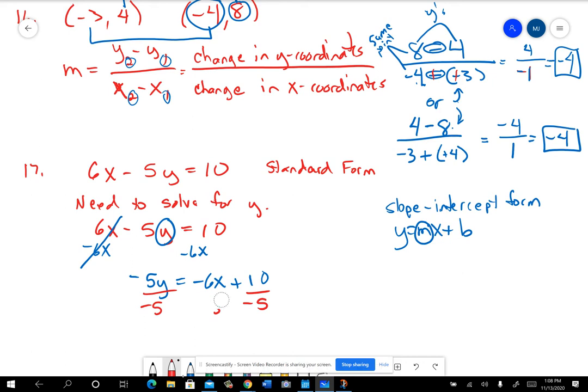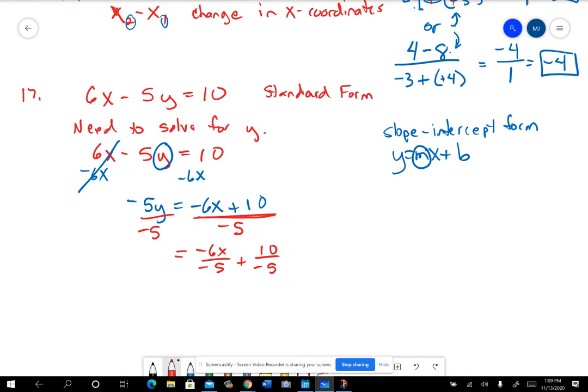But then since that fraction bar goes underneath both, you have to distribute that negative 5 into both parts. So you would go ahead and do that. All right. So then what happens is the negative 5 you divided by, because that would get you the y by itself. Here, a negative divided by a negative would be positive 6/5. And 10 divided by negative 5 would be negative 2. So we can just write minus 2.